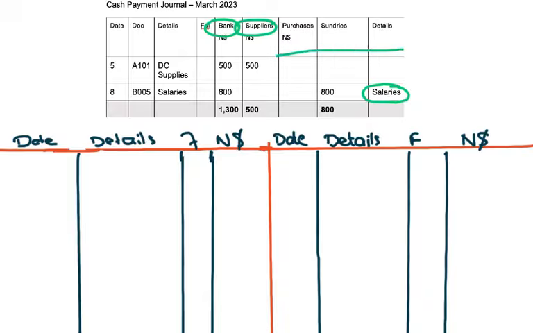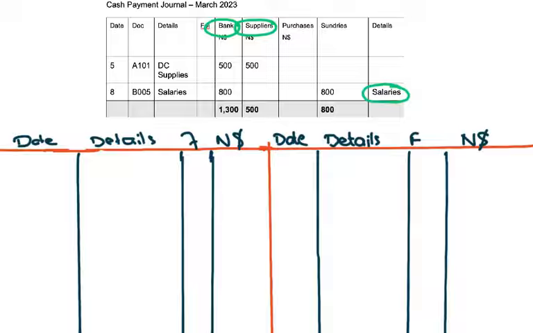If I'm making payments to various people, then I will just add more columns. Now in my scenario, I only have salaries and suppliers. In a cash payment journal, you will always have a suppliers column, because you will frequently pay your suppliers. You will always have the bank because this is then your total, and you will always have purchases because you will definitely buy or purchase goods with cash.